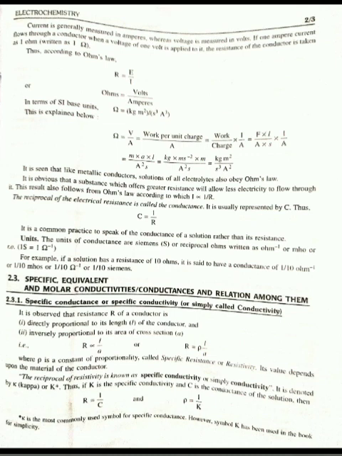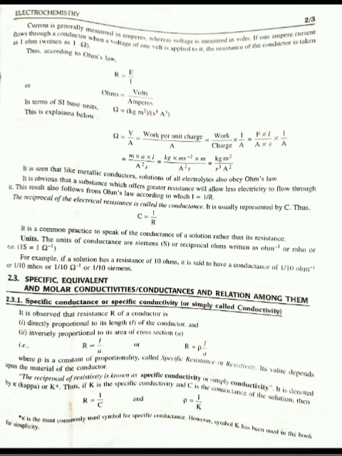Units. The units of conductance are siemens or reciprocal ohms, written as ohm inverse or mho, or Ω⁻¹. 1 siemens is equal to 1 ohm inverse. For example, if a solution has a resistance of 10 ohms, it is said to have a conductance of 1 upon 10 ohm inverse, or 1 upon 10 mhos, or 1 upon 10 siemens.